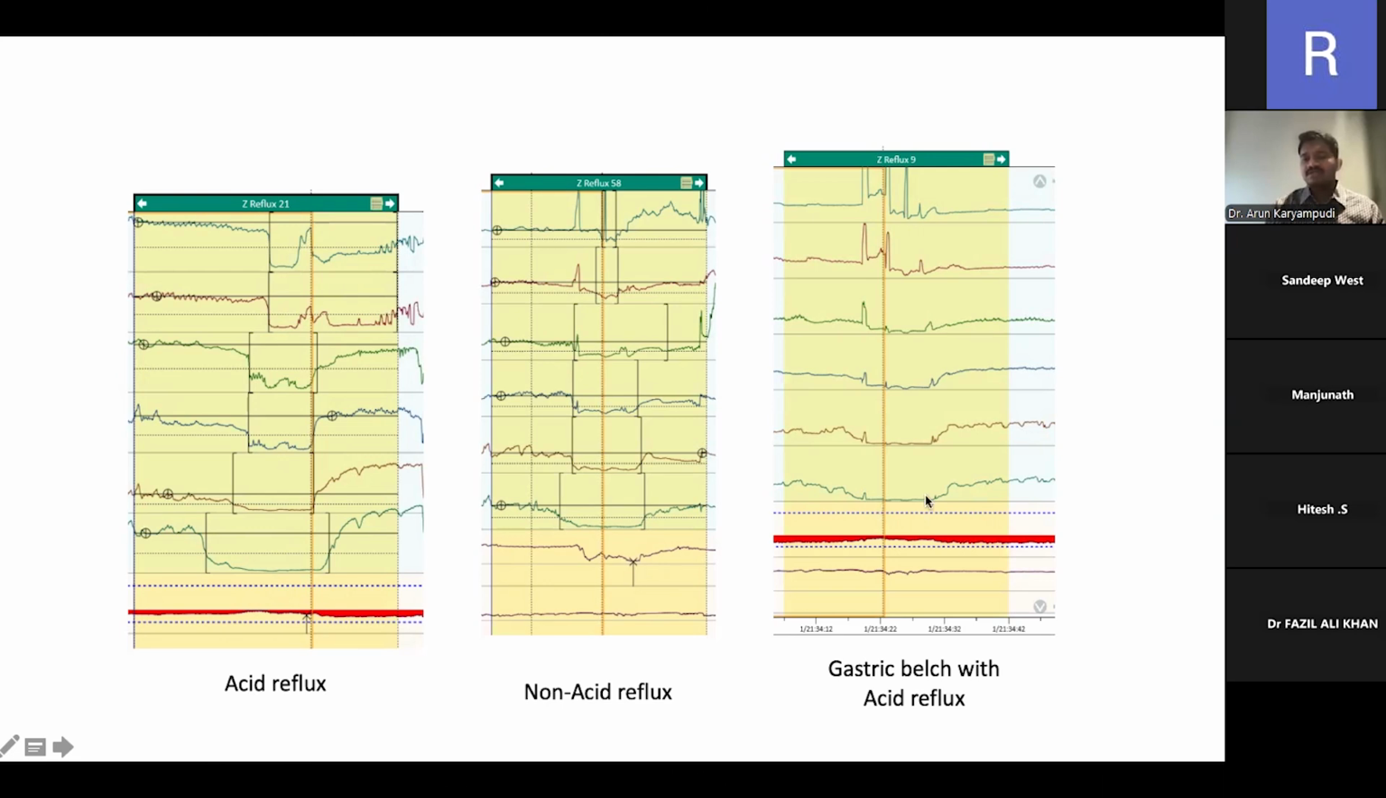Again, here the third picture, you see what's happening. The impedance increases and immediately drops, and it dips down in an oral direction. So this is a gastric belch with an acid reflux. So unlike the supragastric belch, where you have abrupt rise in impedance and drop in impedance, in gastric belch you will have more of a slow or a gradual phenomenon that is often associated with a liquid reflux at the end of the belch.